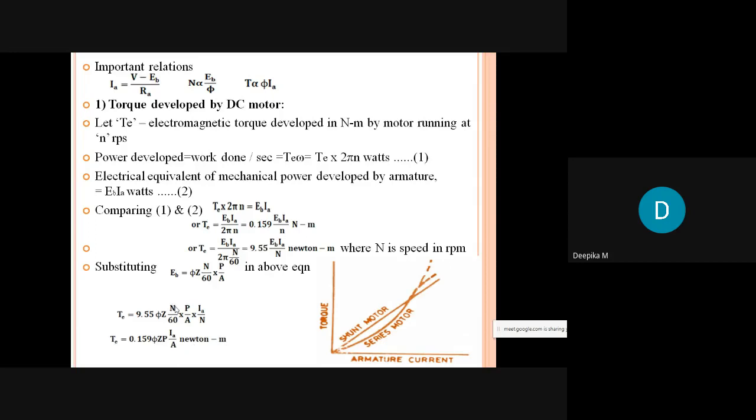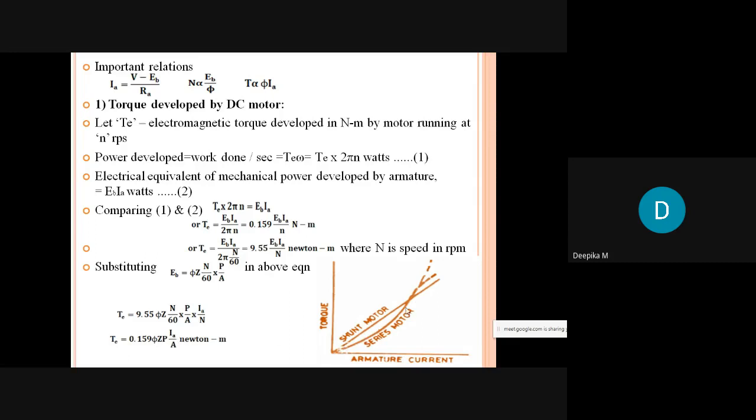And you can observe over here the electromagnetic torque we are talking about is directly proportional to the armature current. Please remember that the torque developed here is directly proportional to the armature current, because for a particular machine, these A, P and Z terms are constant. Hence we can see that the torque is directly proportional to phi into Ia. In a DC motor, we know that flux is constant. So as flux is constant, torque is directly proportional to armature current.